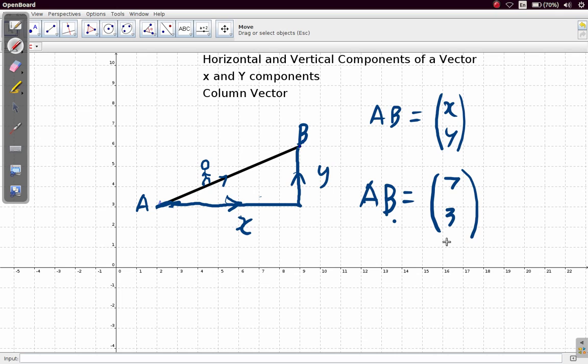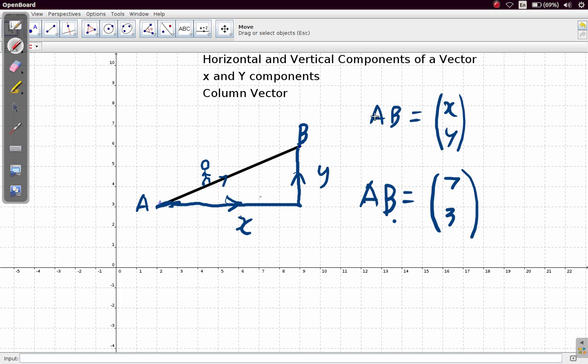So, there you have it. One example of our vector divided up into its horizontal and its vertical components. All right?